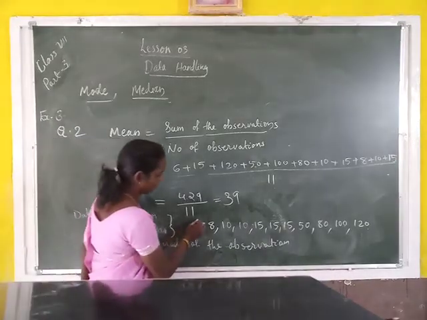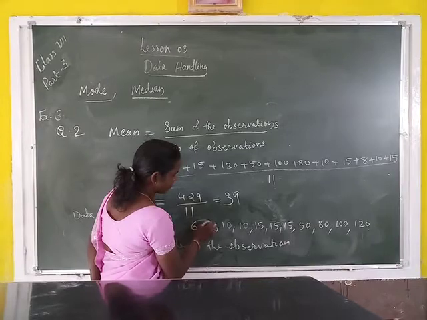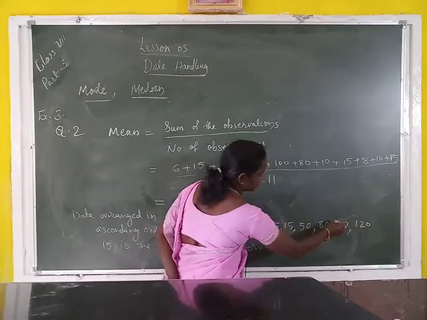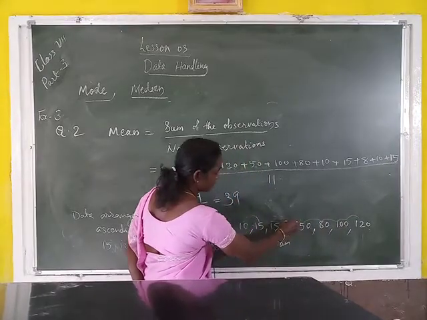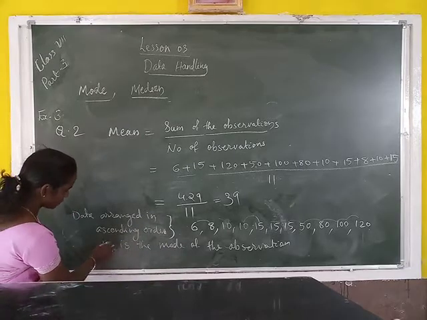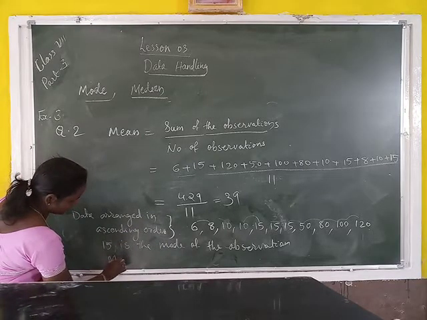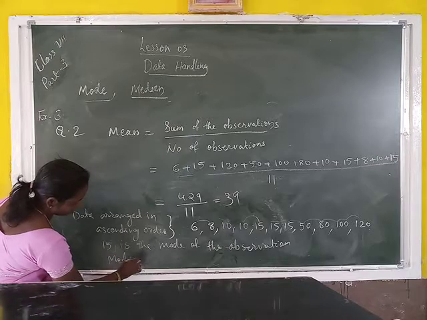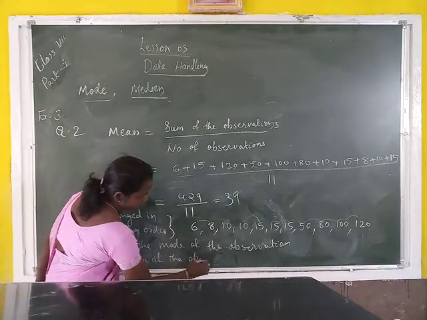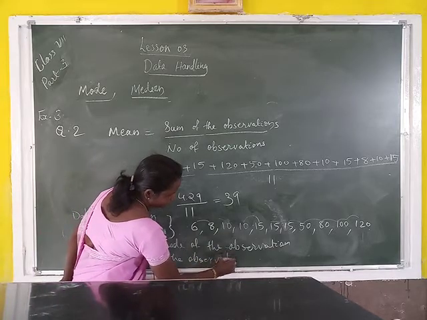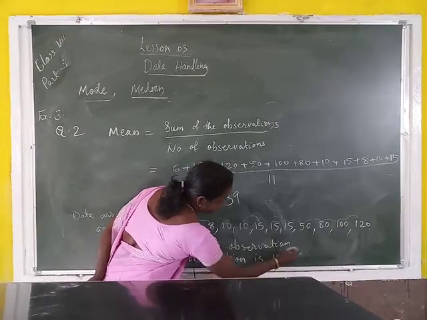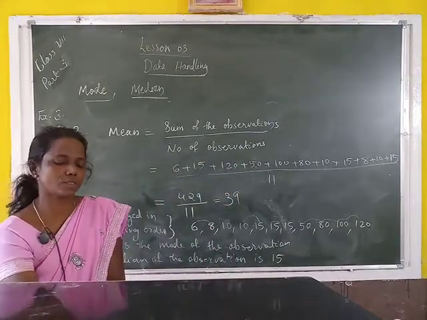And then, the median. Counting 1, 2, 3, 4, 5 from each side, the middle number lies between the fifth and seventh, so the median of the observations is 50.